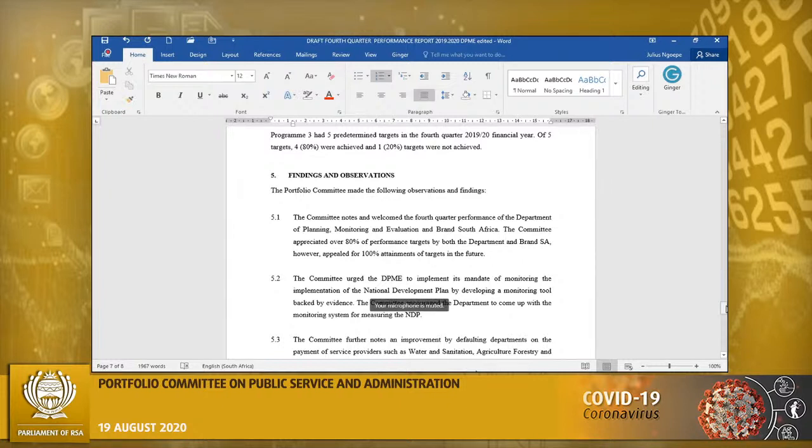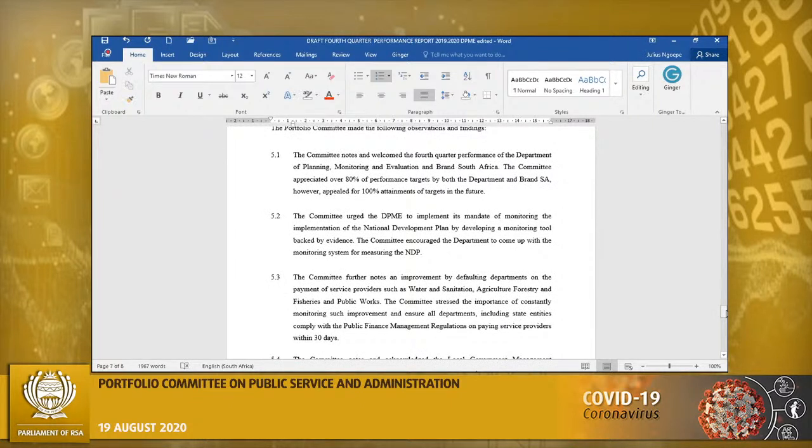5.2, the committee urged the DPME to implement its mandate of monitoring the implementation of the National Development Plan by developing a monitoring tool backed by evidence. It urged the department to come up with a monitoring system for measuring the NDP.